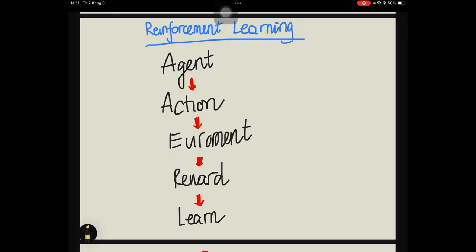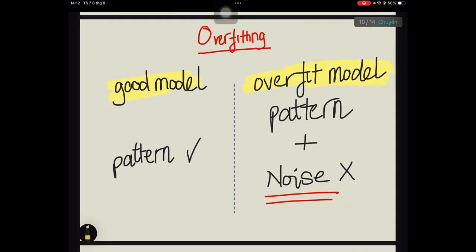In teaching someone to ride a bicycle, you don't provide thousands of labeled examples. They learn by failing, adjusting, and improving. That's reinforcement learning. So now, we arrive at one of the most important concepts in machine learning, overfitting.